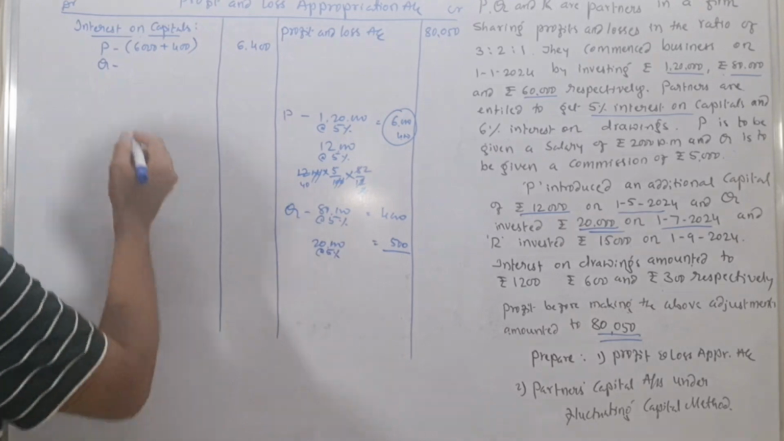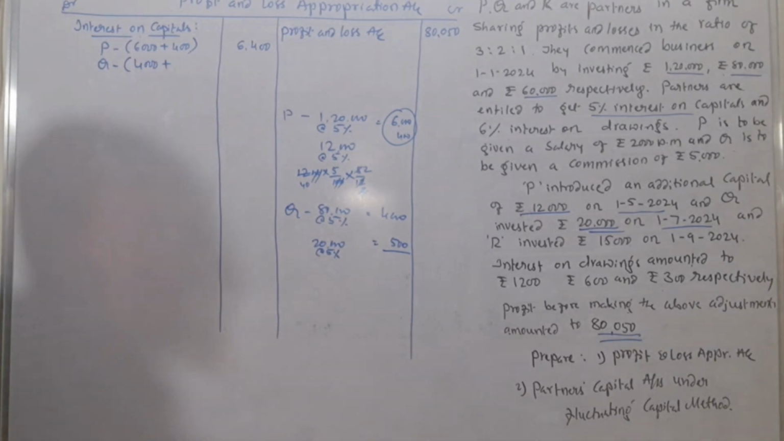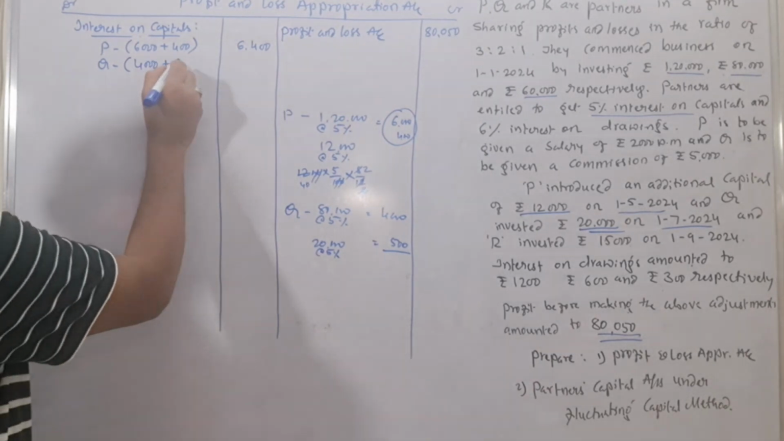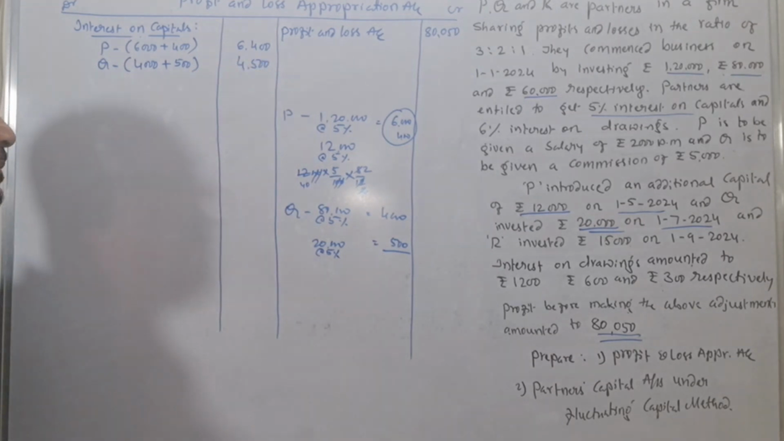Total interest of Q comes to rupees 4,500. 4,000 is the interest on his initial investment and rupees 500 is the interest on his additional capital. It comes to rupees 4,500. Very simple thing is there.